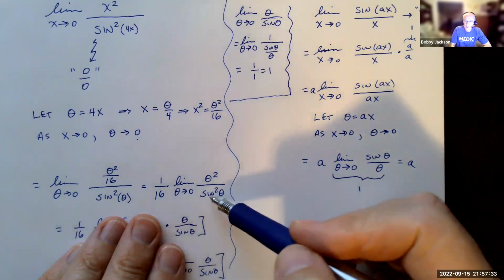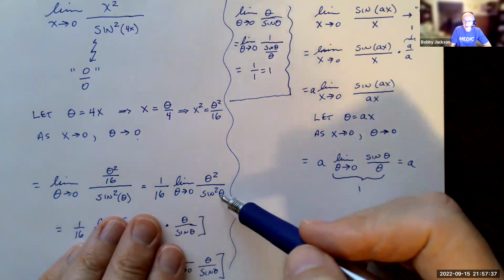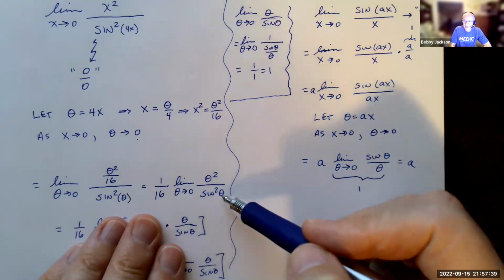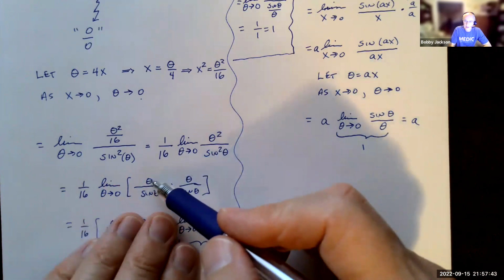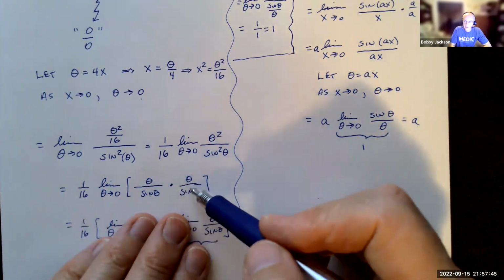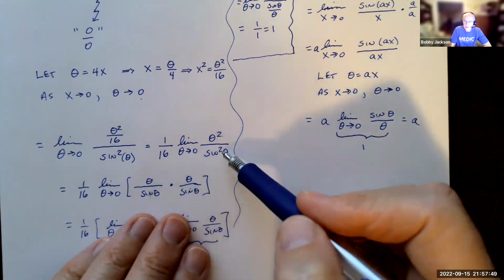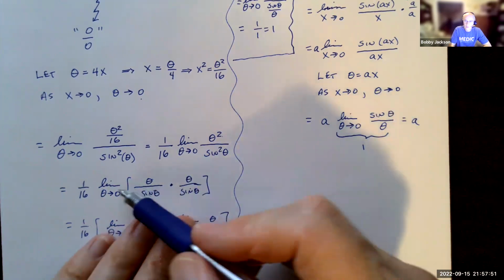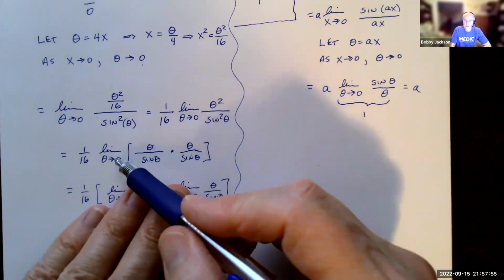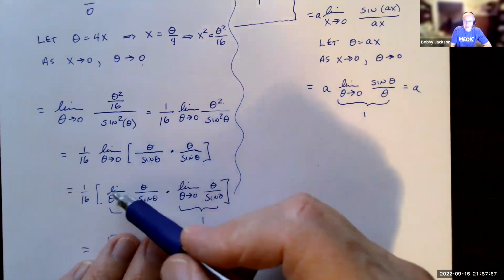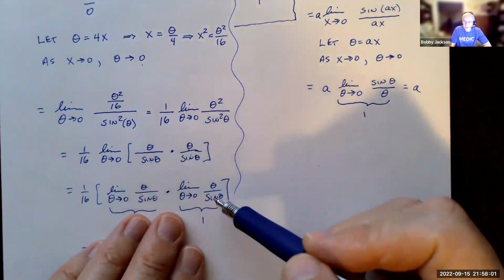But what is sine squared theta? That's sine of theta times sine of theta, right? It's sine of theta quantity squared. So I'm just going to rewrite this as theta over sine theta times theta over sine theta, right? Theta times theta is theta squared. Sine theta times sine theta is sine squared theta. Why did I do that? Well, now I have a limit of the product of two things. And our basic limit laws say that that is the product of the individual limits. And these two limits, guess what?